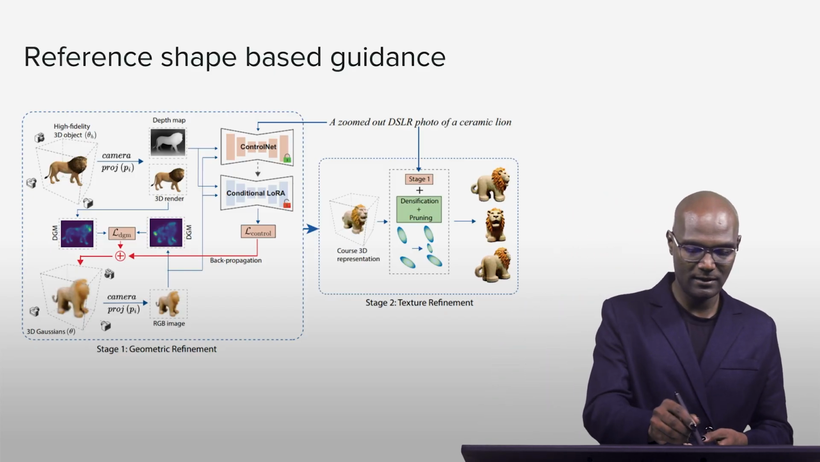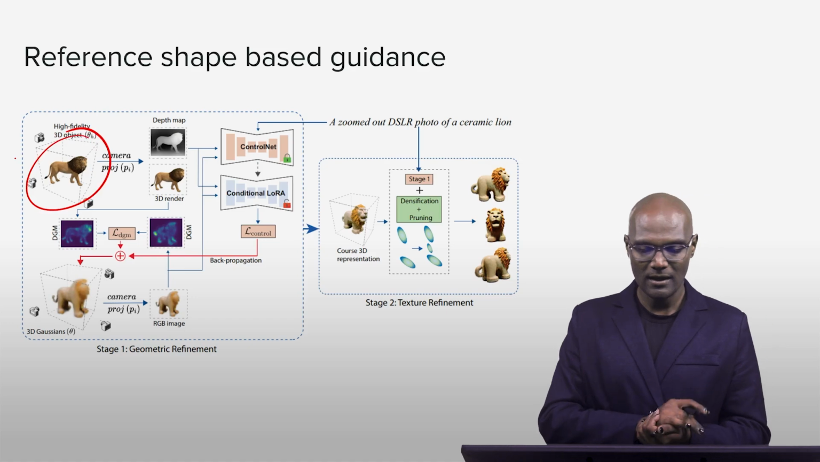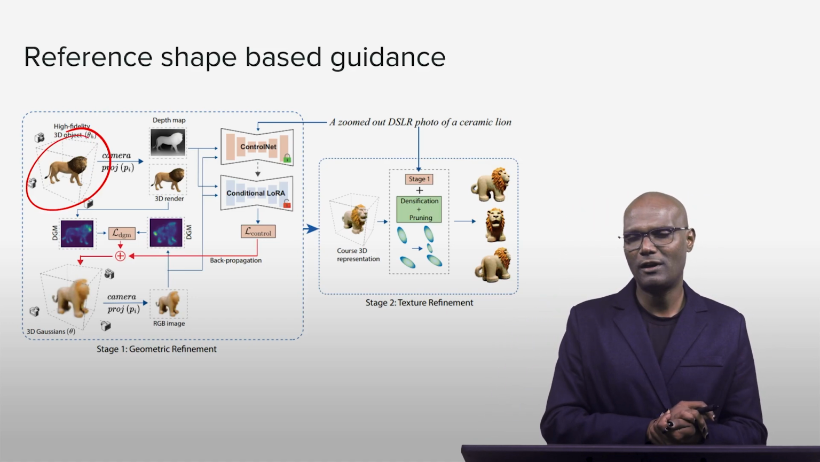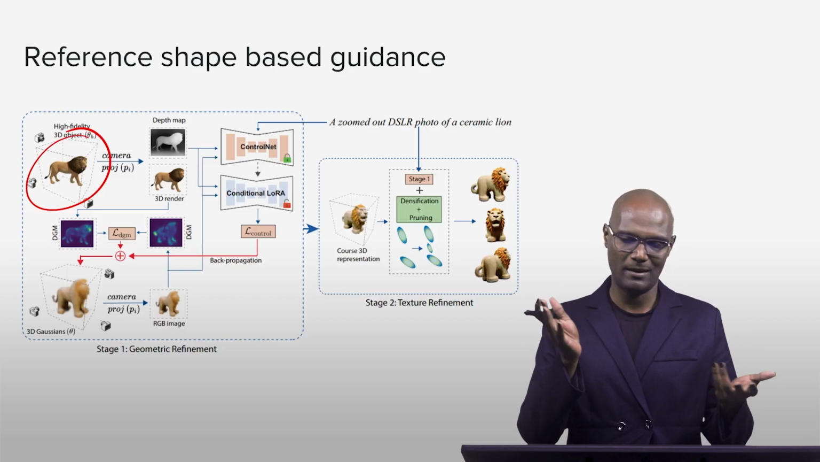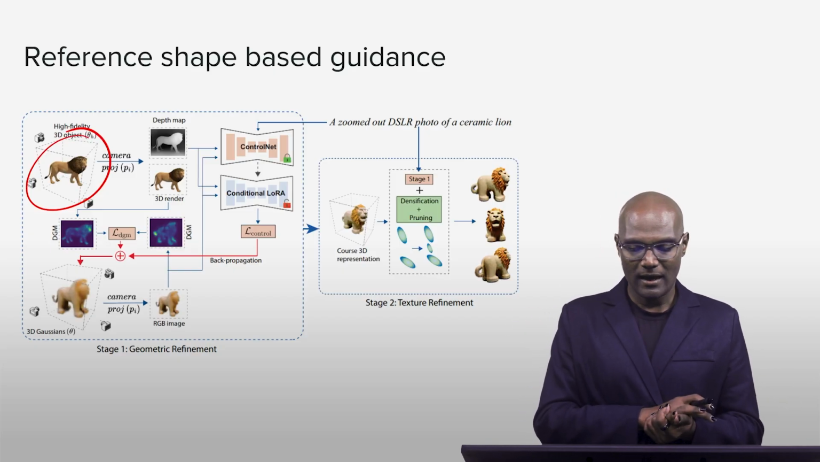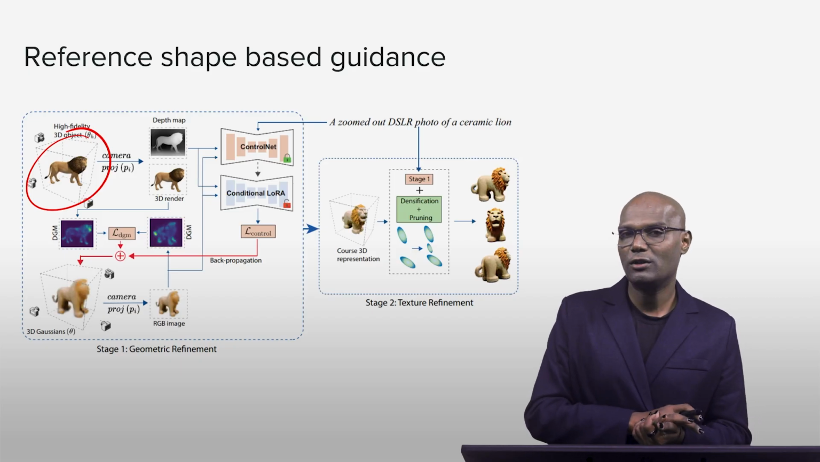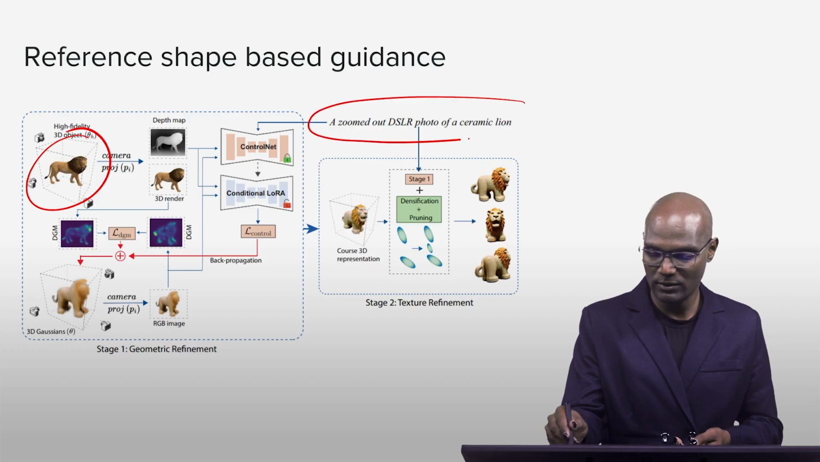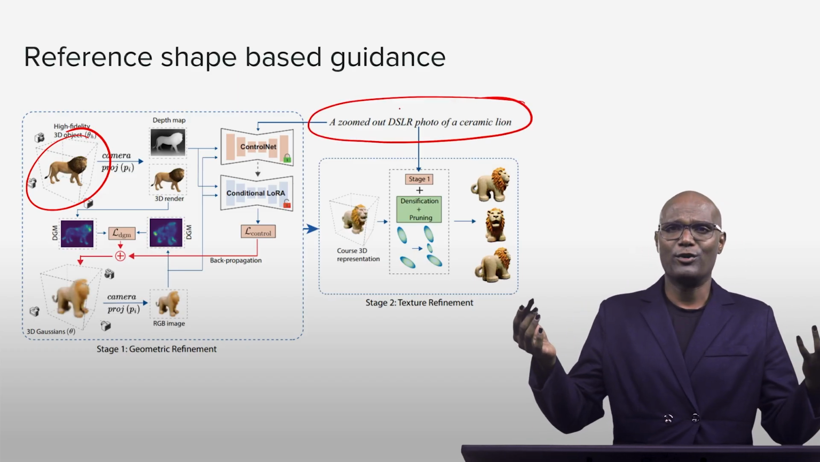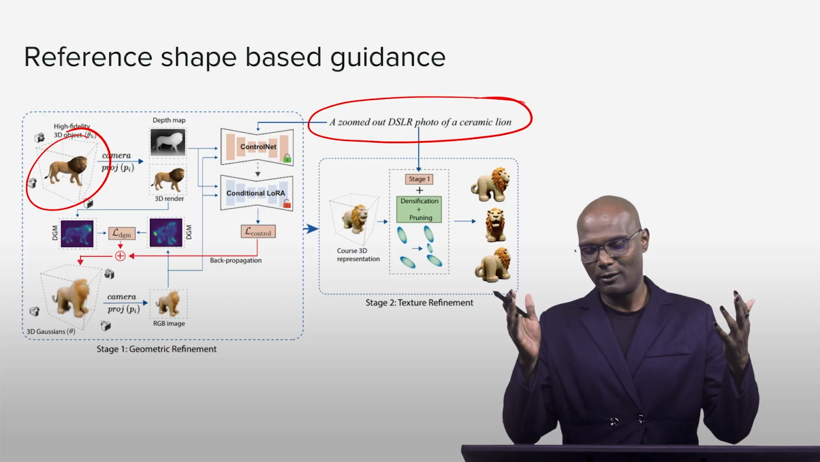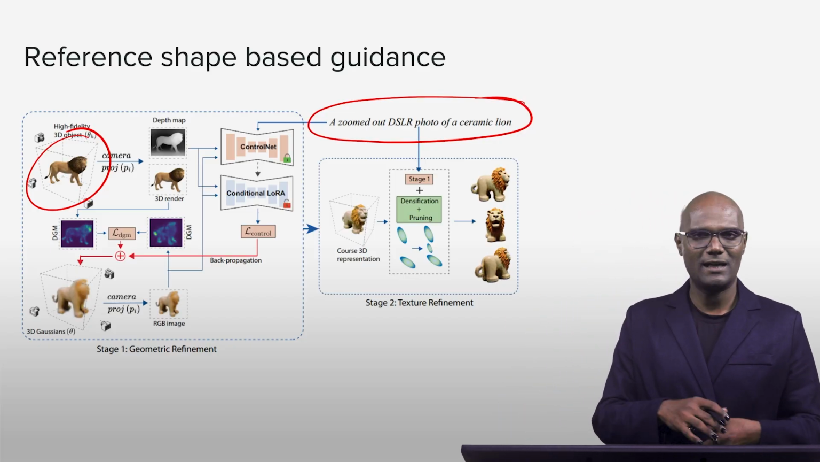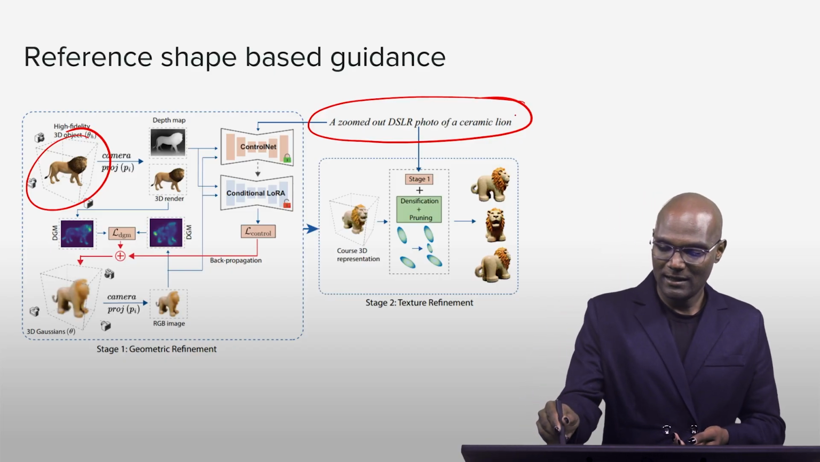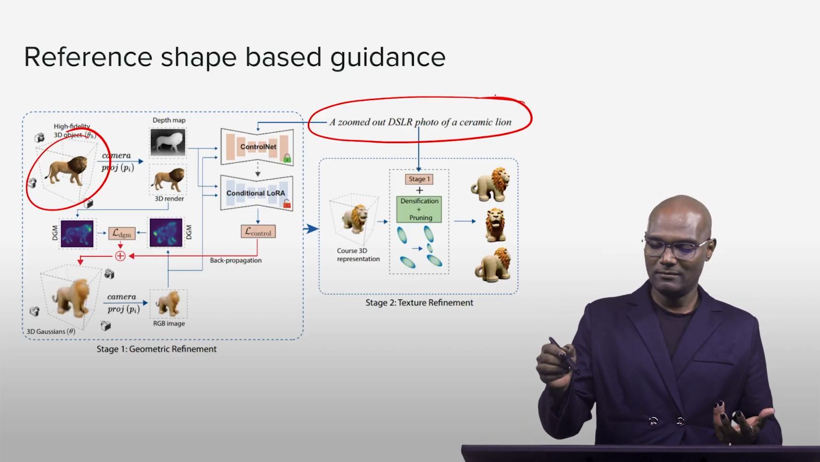So the example you're seeing here is the following. We assume that we have access to an input reference shape that is probably made by a 3D art modeler or a 3D artist. And we are trying to create a variation on this shape driven by a text prompt. So the text prompt might look like this: a zoomed out DSLR photo. I mean, the word photo sounds like 2D, but it also works for 3D. A zoomed out DSLR model, let's say, of a ceramic lion. Now, the key part is I want a ceramic lion.